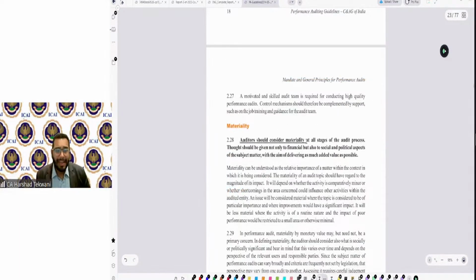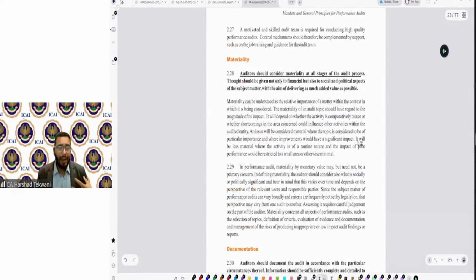The auditor should consider materiality at all stages of the audit process. Now, when I talk about materiality, it's not only the financial, but also the social and political aspects of the subject matter. So materiality is not only by the monetary value, but it should be beyond monetary value. The social impact and the political aspects of the subject matter should be paid attention to while determining the materiality.